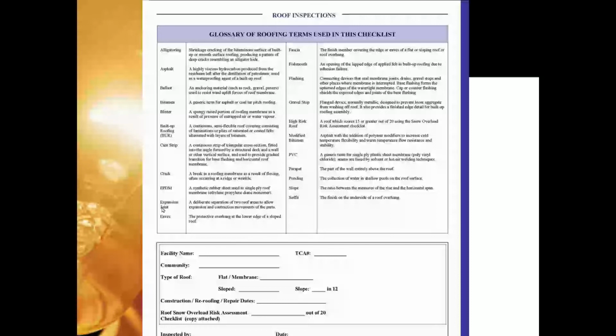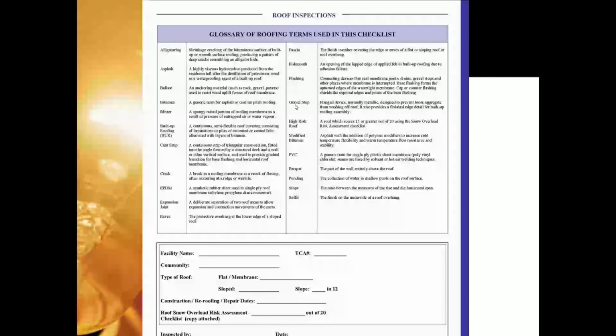Okay. Expansion joint, a deliberate separation of two roof areas to allow expansion and contraction of the parts. I don't know if I've seen an expansion joint in roofing lately. Eaves, a protective overhang. Okay. Fascia. There we go. Fish mouth. Oh, there you go. So you look at the shingles, it looks like a fish that can't breathe. Flashing. Okay, we've talked about that.